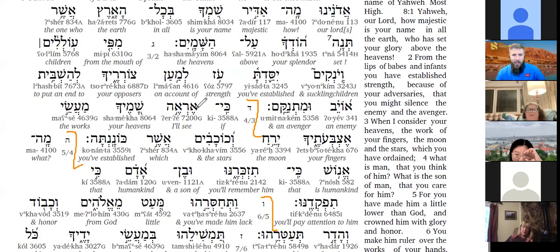Okay. Ki ir'e shamecha. For ir'e, I will see, or I am seeing. Shamecha, because of the yod right there, makes it plural. It's probably referring to your heavens, shamayim, shamecha. Ma'aseh etzba'otecha. What is an etzba? It's a finger.